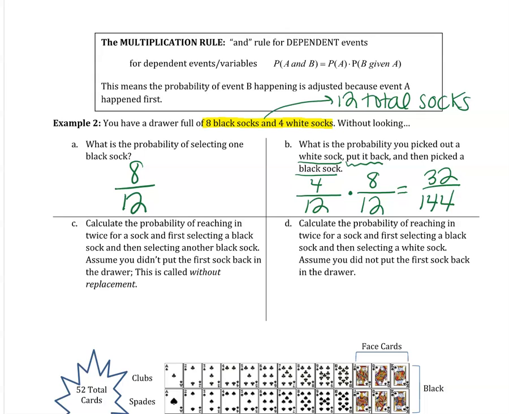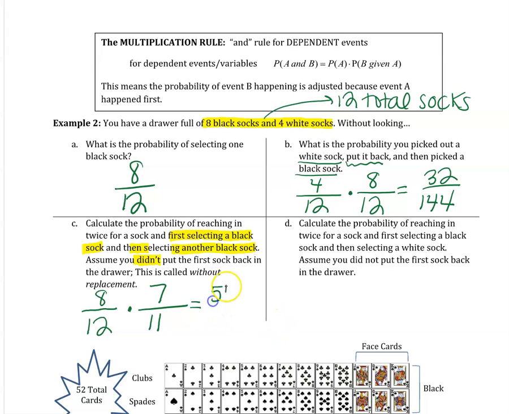Calculate the probability of reaching in twice for a sock and first selecting a black sock and then selecting another black sock. Assume you didn't put the first sock back in the drawer, and this is something called without replacement. So take this piece by piece. The first black sock, there's 12 total socks in the drawer and 8 are black. Now, the idea of you not putting the sock back in the drawer means that you're no longer picking from 12 socks in the drawer, you're picking from 11. Because there's 1 less sock in the drawer. Now, on top of that, if you're picking another black sock, keep in mind, you already put a black sock aside. So you don't have 8 black socks left in the drawer, you have 7.